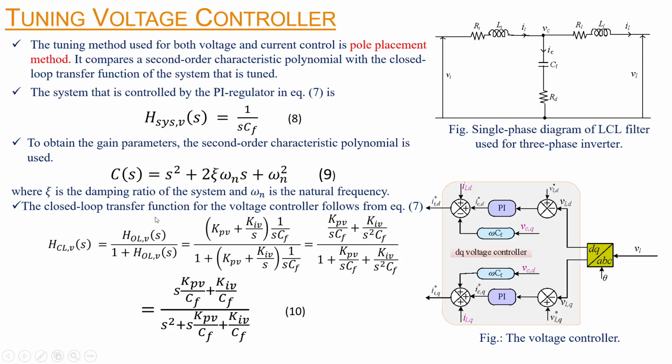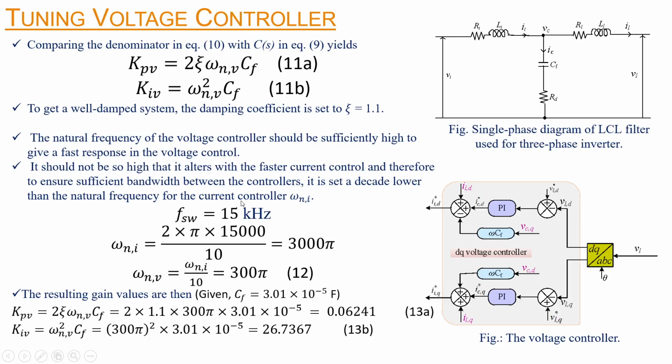Now, how do we tune the voltage controllers? We have used the pole placement method. It compares a second order characteristic polynomial with the closed loop transfer function of the system that is tuned. The system that is controlled by the PI controller is 1 upon sCf. To obtain gain parameters, the second order characteristic polynomial is used: s squared plus 2 psi omega n s plus omega n squared, where psi is the damping ratio of the system and omega n is the natural frequency. The closed loop transfer function for the voltage controller follows this equation. So we got the closed loop transfer function and we have the characteristic equation. We compare these based upon desired performance and bandwidth.